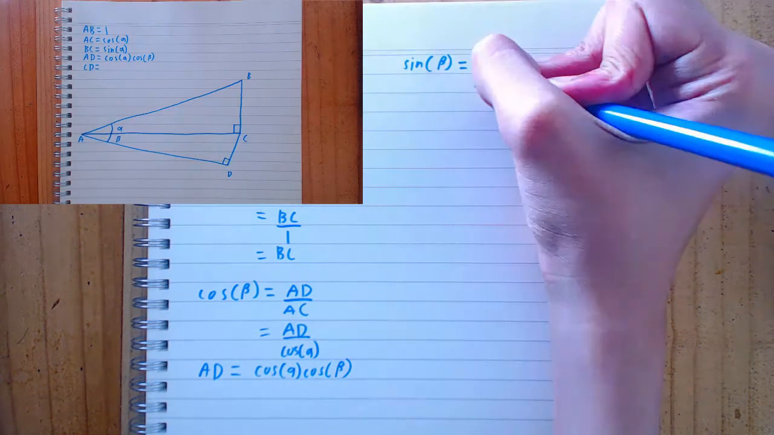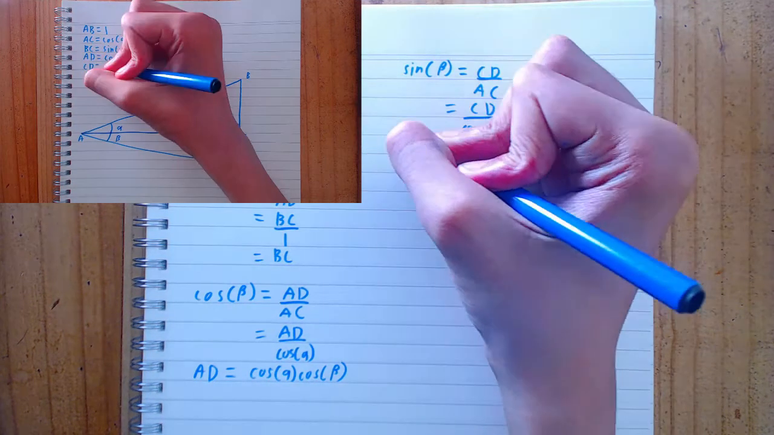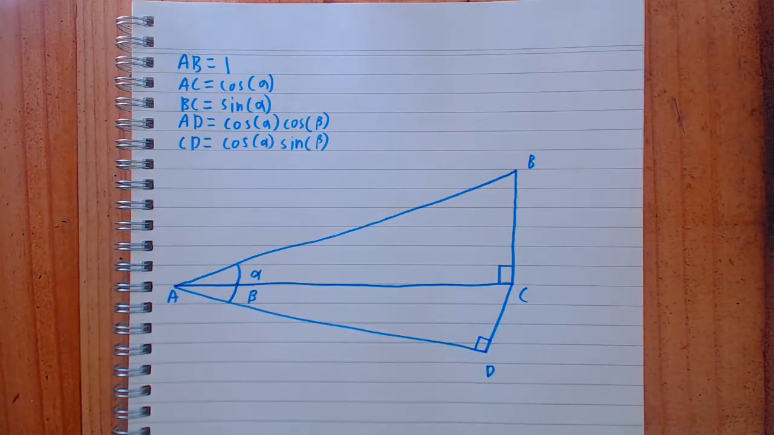Similarly, sine of beta is CD over AC. AC again equals cos of alpha, which means that cos of alpha sine of beta equals CD. Next, we extend the line CD to the point E, such that the angle BEC is right angled. However, we don't know the value of the angle BCE.